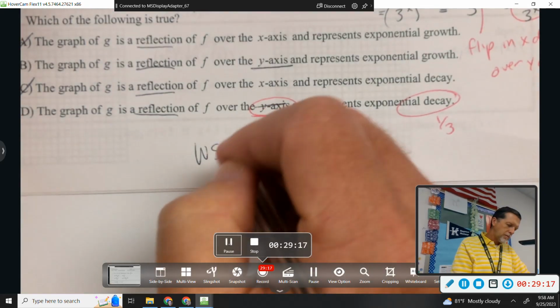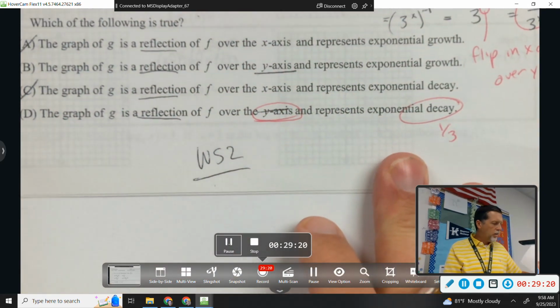We've already got worksheet 2. That would be today's assignment.